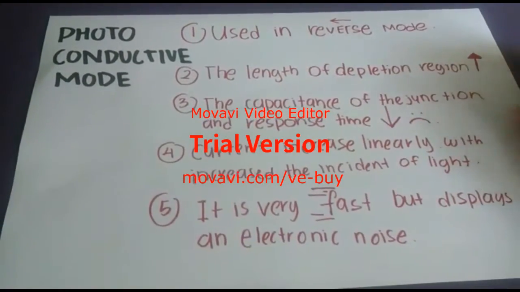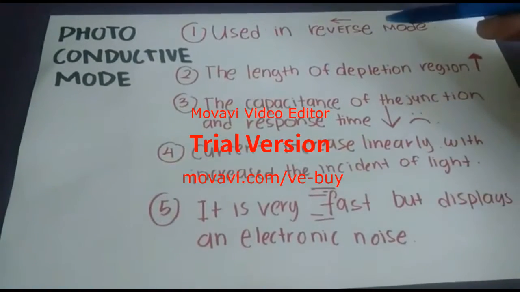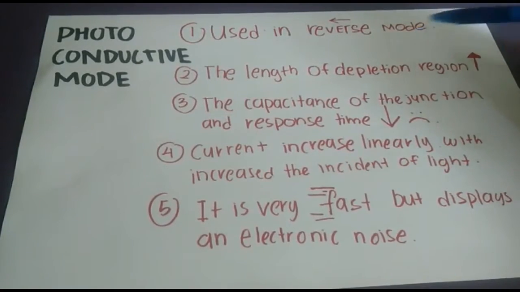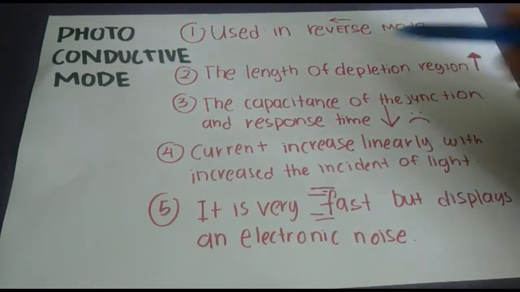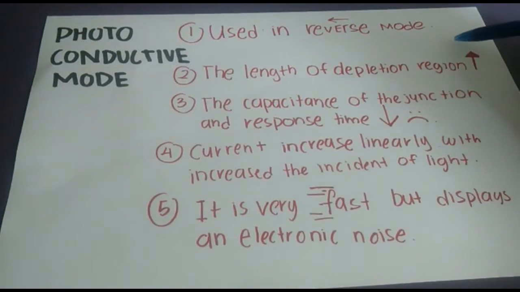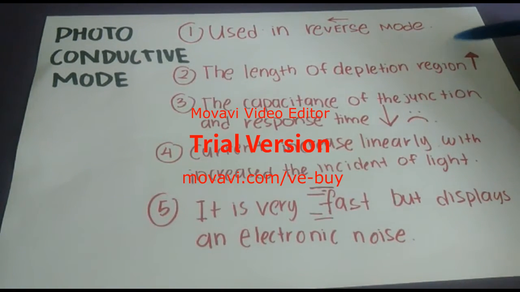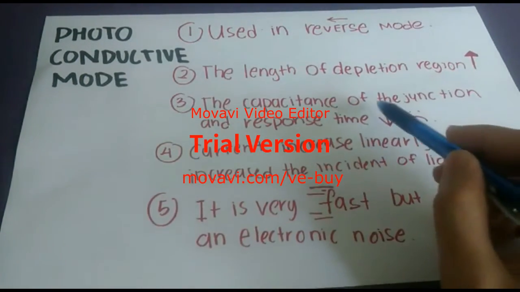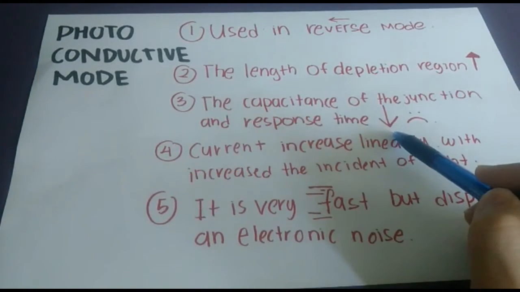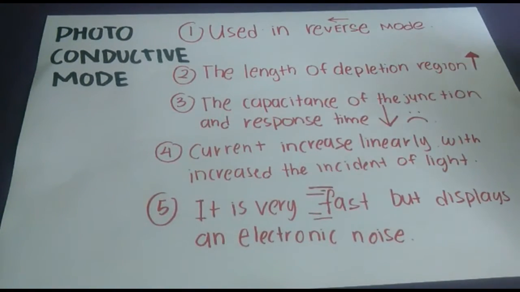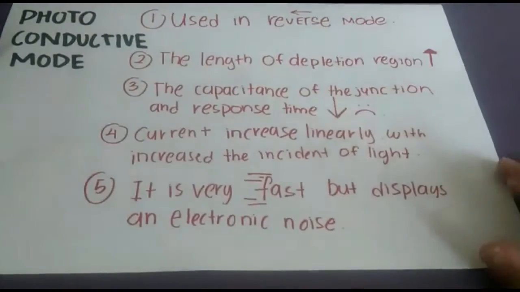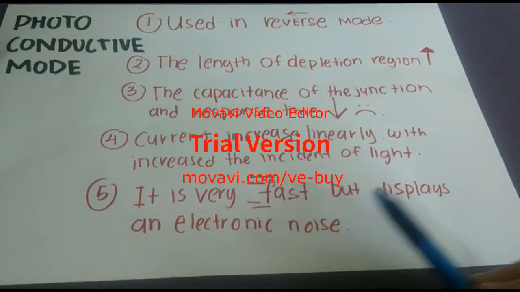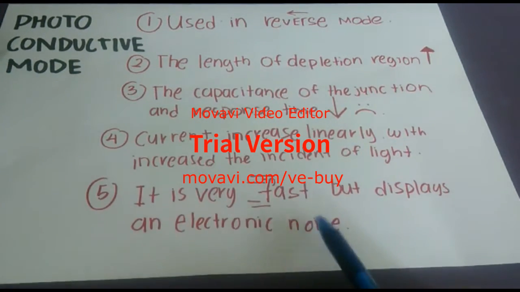For the second mode, photoconductive mode, the photodiode is used in reverse bias. When the photodiode is used in this mode, the length of the depletion region increases, but the capacitance of the junction and the response time decrease. In this mode, current increases linearly with increase in the incidence of light, and it is very fast but displays electronic noise.